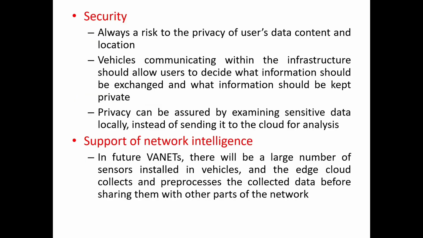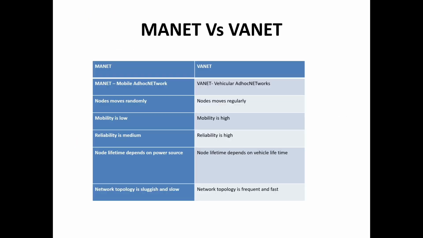Security. There is always a risk to the privacy of users' data, content, and location. Vehicles communicating within the infrastructure should allow users to decide what information should be exchanged and what information should be kept private. Privacy can be ensured by examining sensitive data locally. Support of network intelligence. In future VANETs, there will be a large number of sensors installed in vehicles, and the edge cloud collects and preprocesses the collected data before sharing them with the other parts of the network.